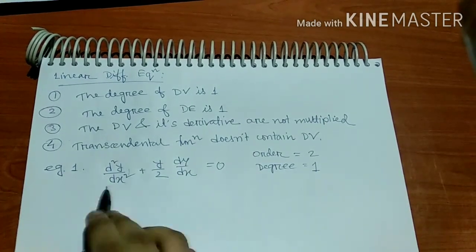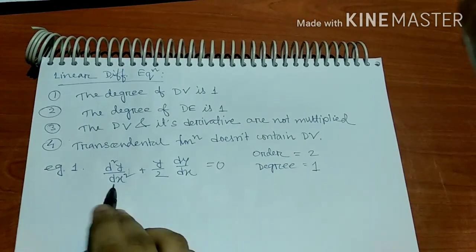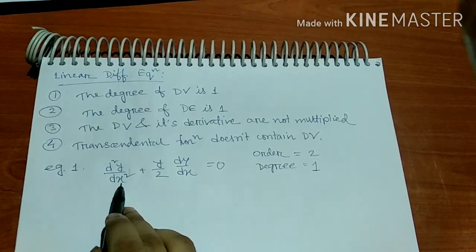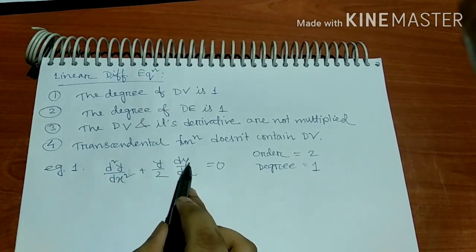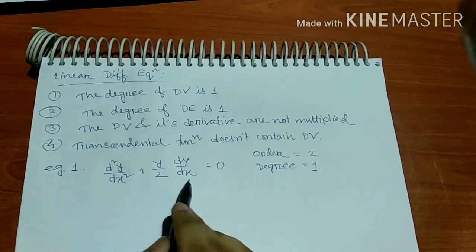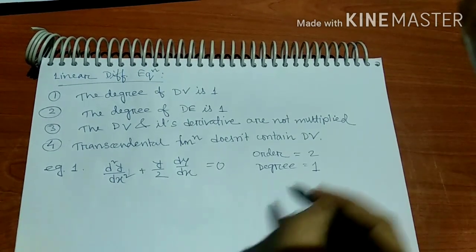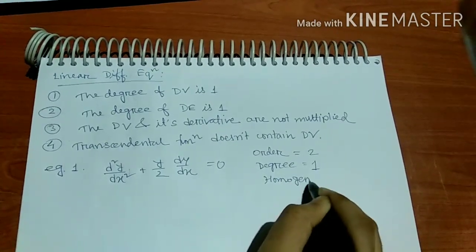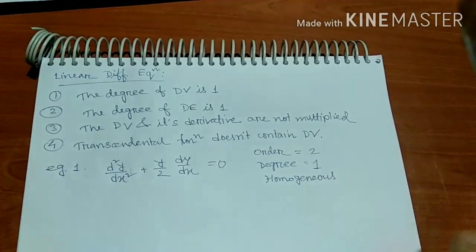Next we have to check whether it is homogeneous or non-homogeneous. There are 2 terms in the differential equation. Here it is the derivative of y with respect to x. Here it is a derivative again, and it is multiplied with the dependent variable. So each term contains the dependent variable, so it is homogeneous.